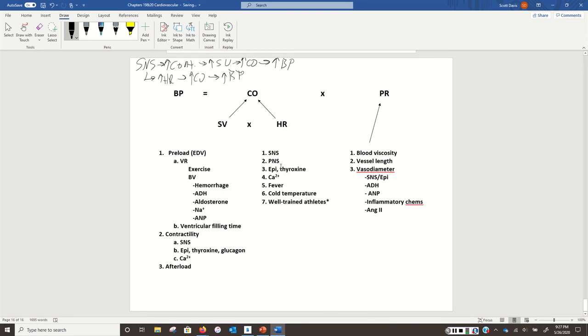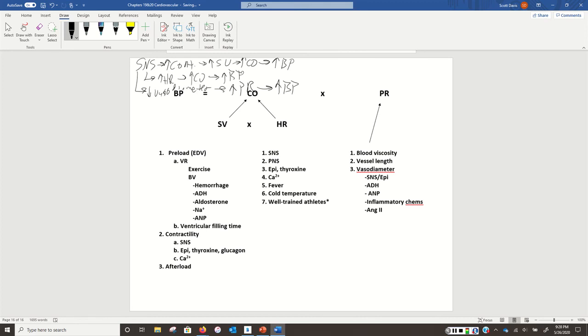But if we look a little bit harder, look over here. Sympathetic nervous system affects things like vasodiameter and peripheral resistance. So there is a third unrelated flow chart. And this is going to be sympathetic nervous system causes vasoconstriction, which results in decreased vasodiameter. When we have a decrease in vasodiameter, we have an increase in peripheral resistance. And when we have increased peripheral resistance, we have increased blood pressure.